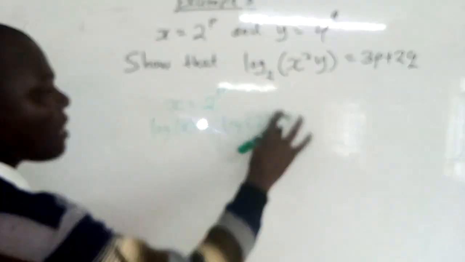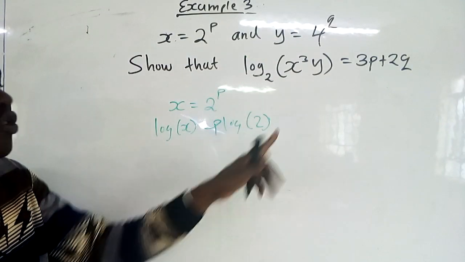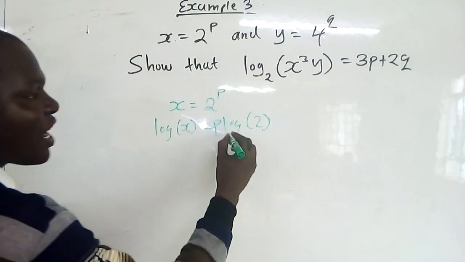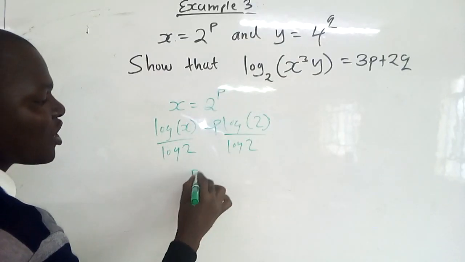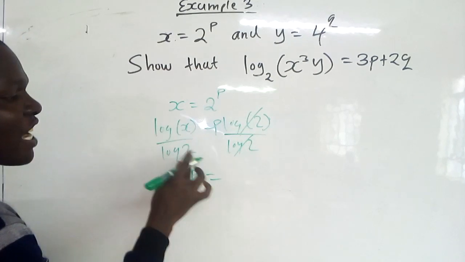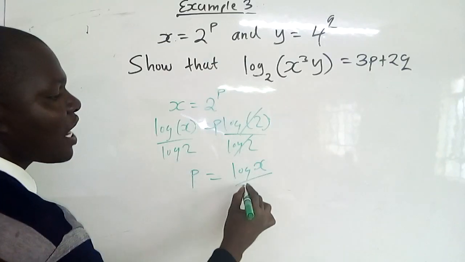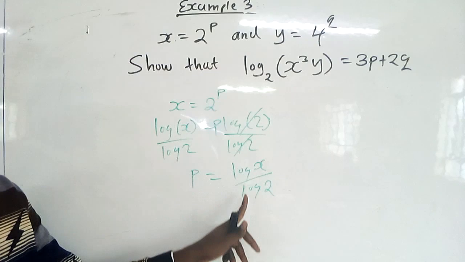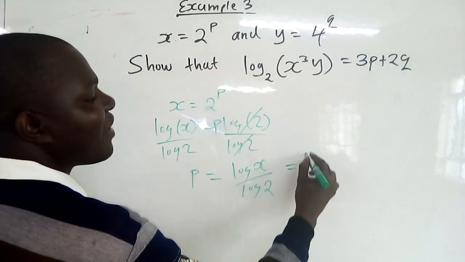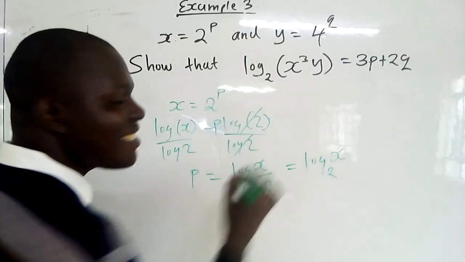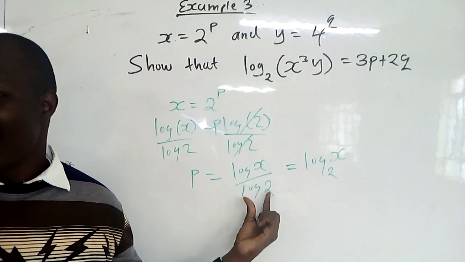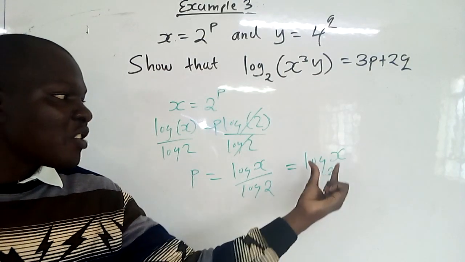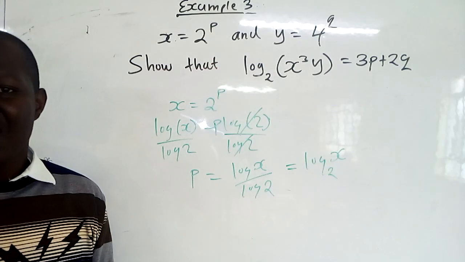If you introduce log on both sides of the equation, then the power p becomes the coefficient. So you have log x is equal to p log 2. You divide both sides by log 2 to get the value of p. So p is log x over log 2. From the laws of logarithm, log x over log 2 is log x to base 2, because the base is the log in the denominator. Meaning log x to base 2 is just log x over log 2.